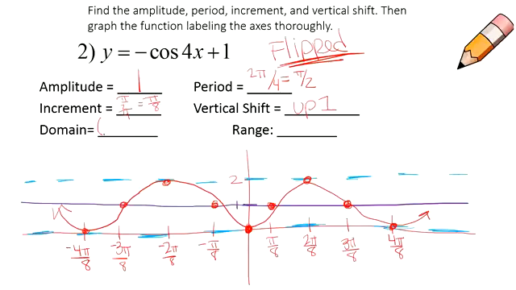There we go. So my domain, negative infinity to infinity. My range, though, guys, is from 0 to 2. My 2 amplitude amounts.